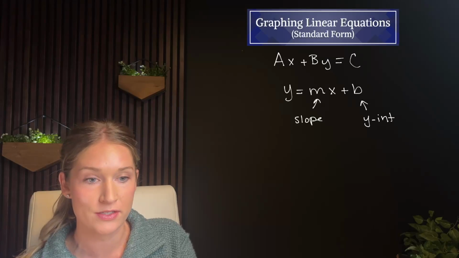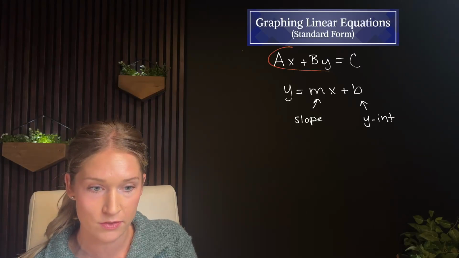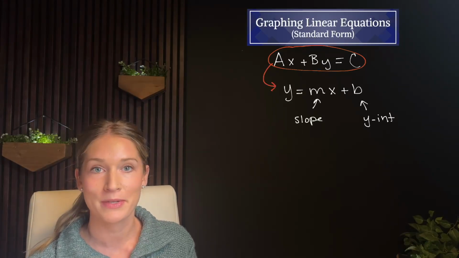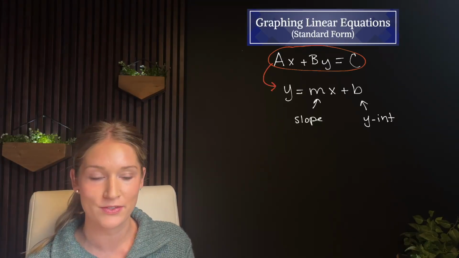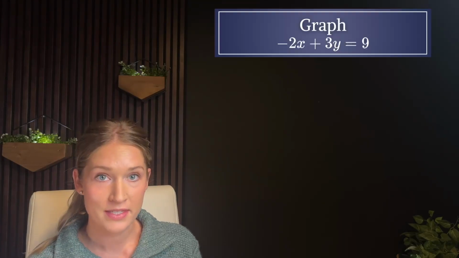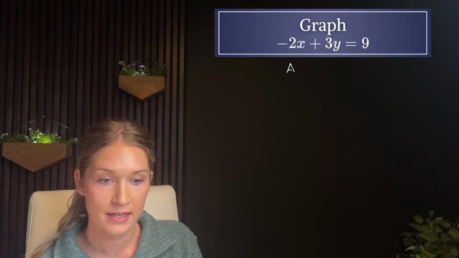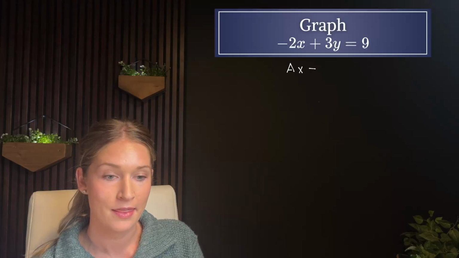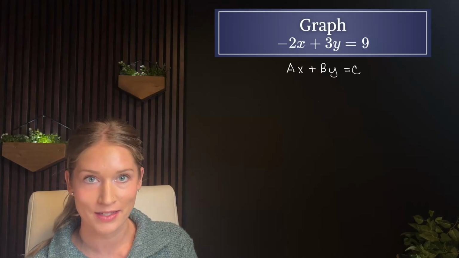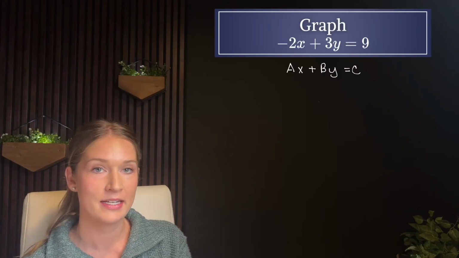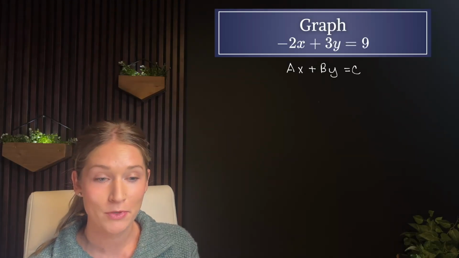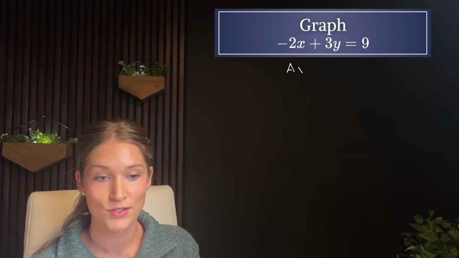So what we're going to do is take our standard form and rewrite it in slope-intercept form. That way we can easily identify the slope and the y-intercept. So let's check out this one. This is in standard form because I have an integer coefficient on x, then an integer coefficient on y, and c is 9. So the x and the y are on the same side, equaling a constant, and all of our numbers are integers. So I'm going to take this and rewrite it in slope-intercept form.